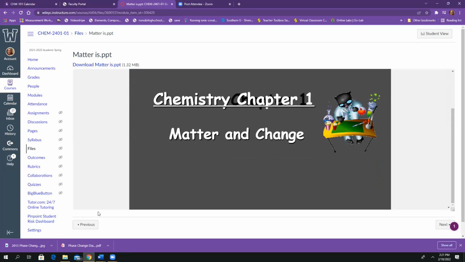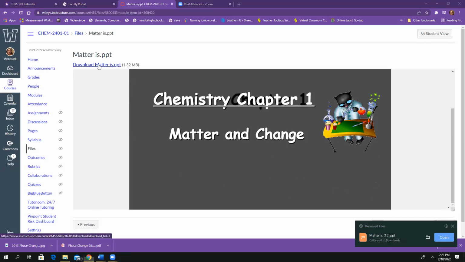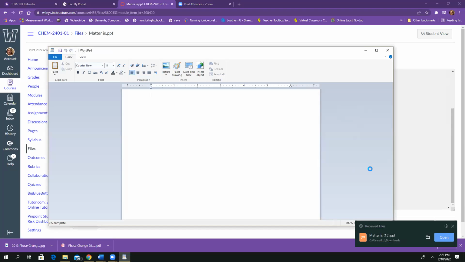Okay, this one goes over some of the things that we want to look at, which is some of the properties of metals and nonmetals, which we want to look at too.